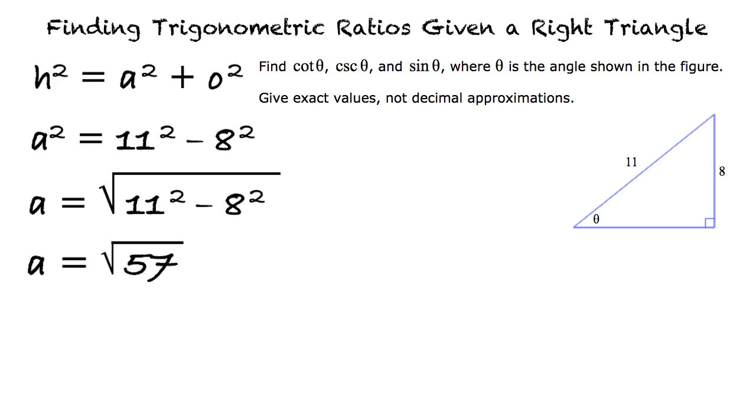Okay, now that we have solved for all three sides of the right triangle, we can substitute those values to find the trigonometric ratios, right? Definitely.